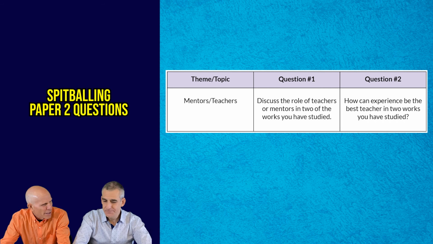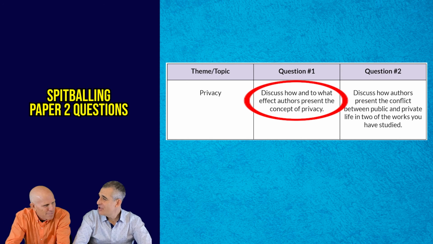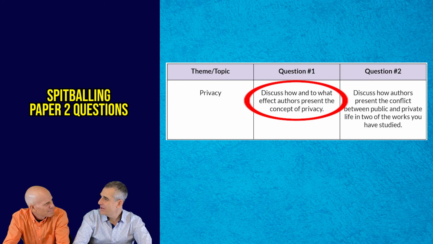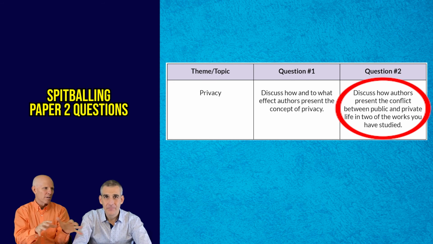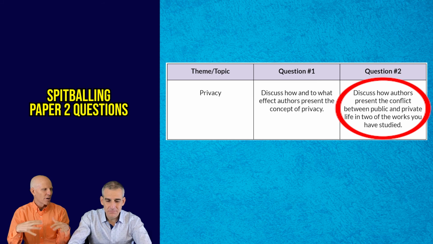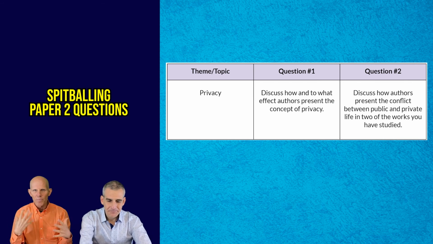Yeah, thinking about invasions of privacy, right? The whole concept of privacy. So again, how and to what effect they present the concept of privacy. Yeah, we don't teach Shuggie Bain, but I think about that character and his issues with privacy. I would like to answer that question. Yeah, and I also thought about that conflict between public life and private life and how oftentimes that conflict is presented. So again, all these things were things that I was just spitballing and playing with.